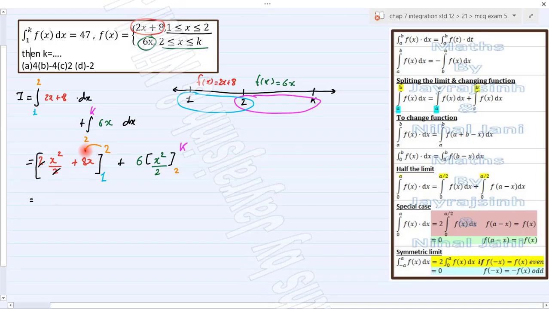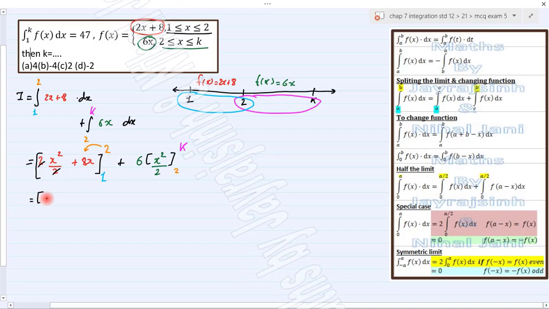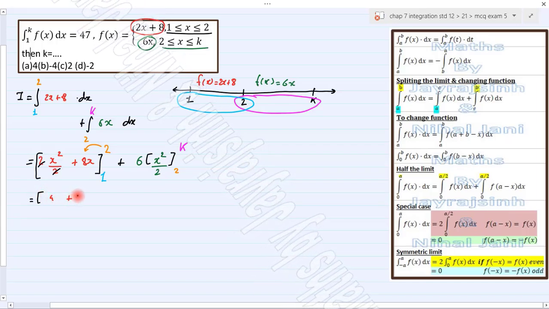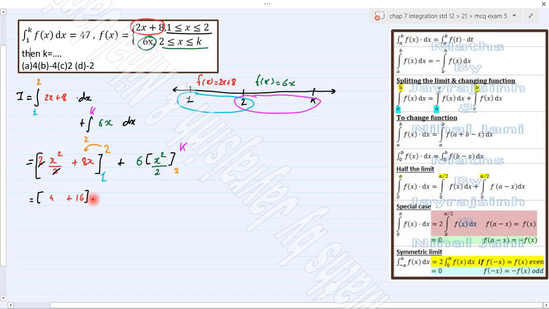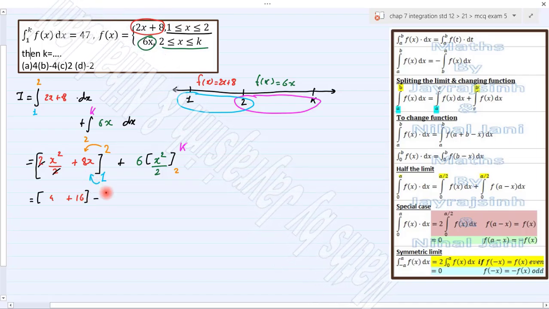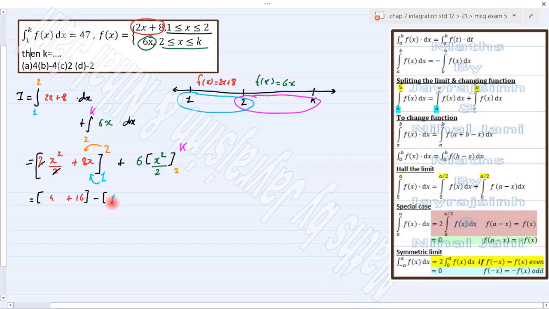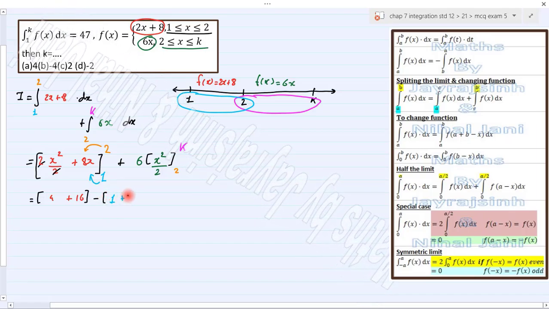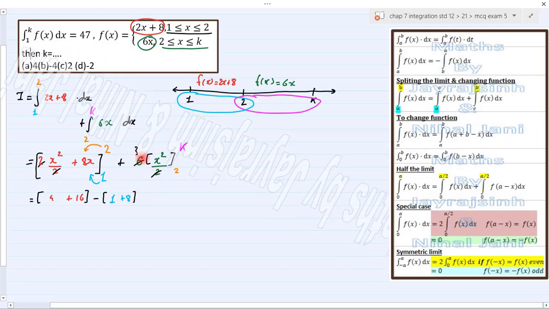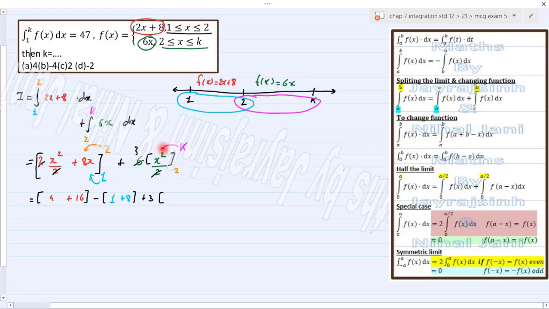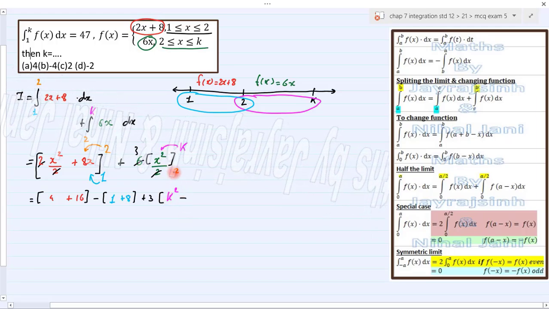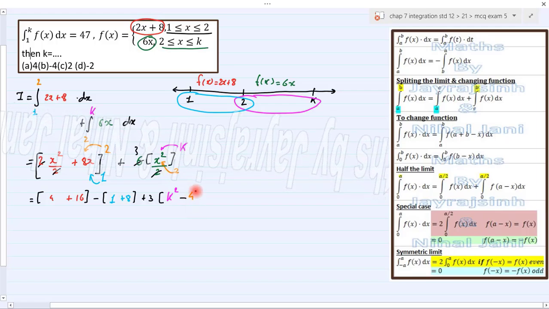If we substitute upper limit, we will get 2 square, or we can say 4, plus 16, minus, if we substitute lower limit, we will get 1 square plus 8. Similarly, here we will get 2 3s are 6. Your upper limit will give us k square minus your lower limit will give us 4.